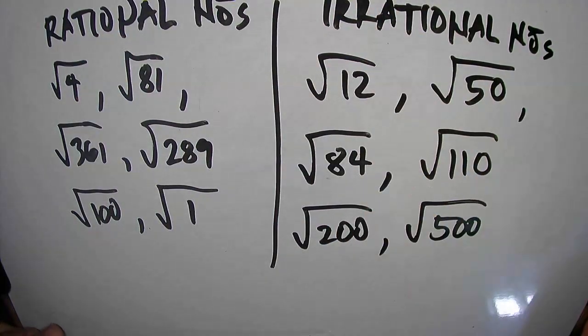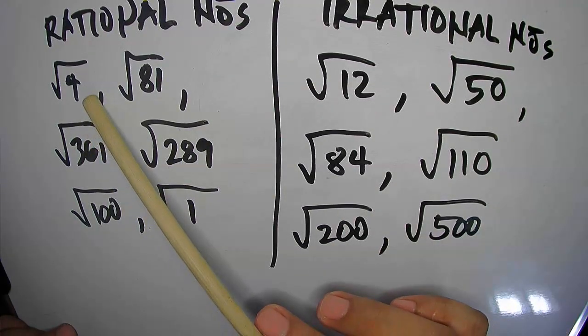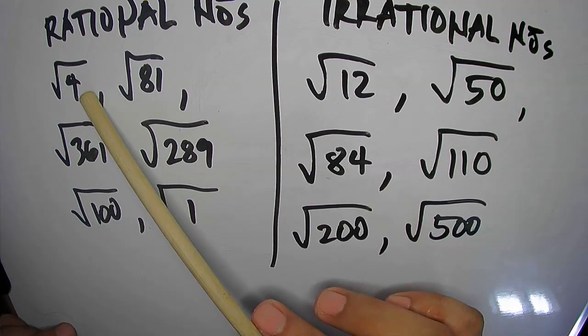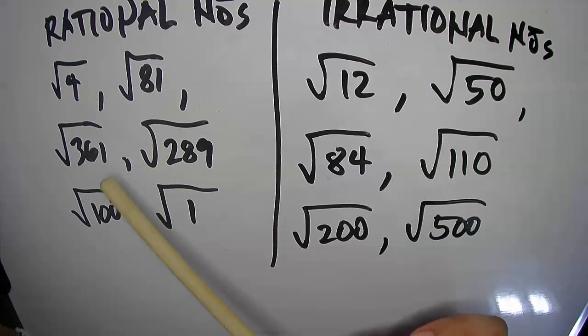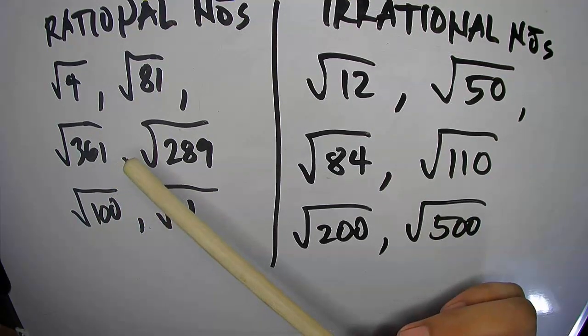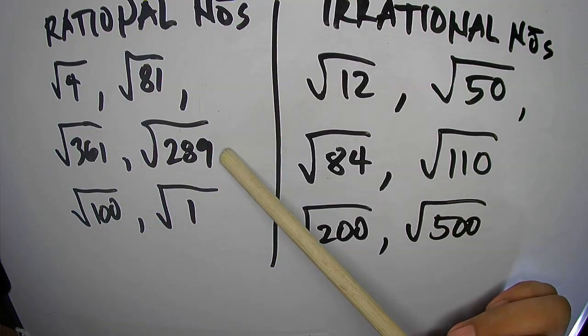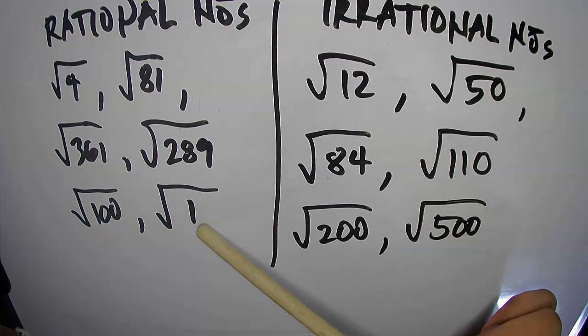Okay? So, ngayon, itong square root of 4 with respect to our number line, makikita natin yan sa 2. Okay? So, principal roots, 2. Okay, this one is 9. This one is 361 ay 19, and this one is square root of 289 ay makikita natin sa number line 17, and this one is 10, and this one is 1.